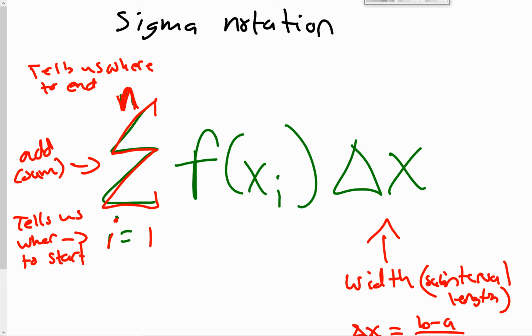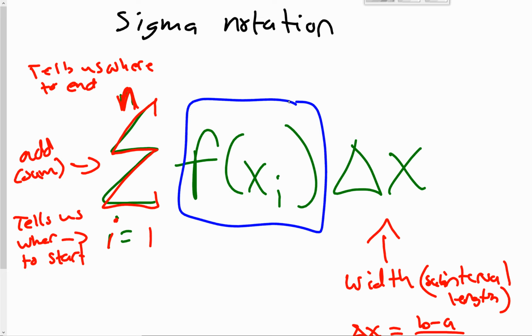And so that's how we see the different notation. So we have the sum sign, which means we add up. This is our y values that we're adding up. Here's our change in x. It's the b minus a all over n. So that's the width of our rectangles.